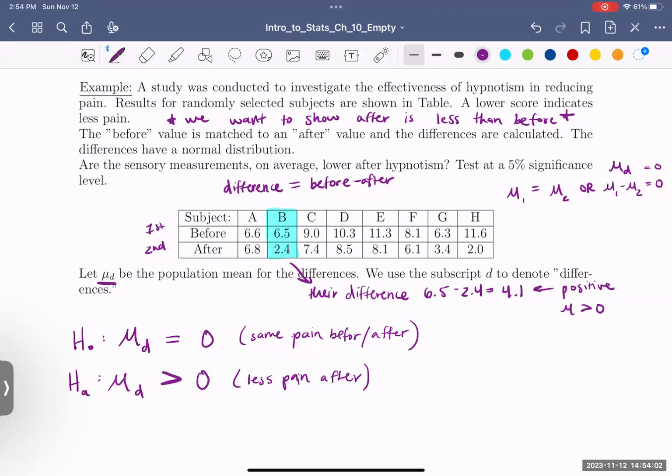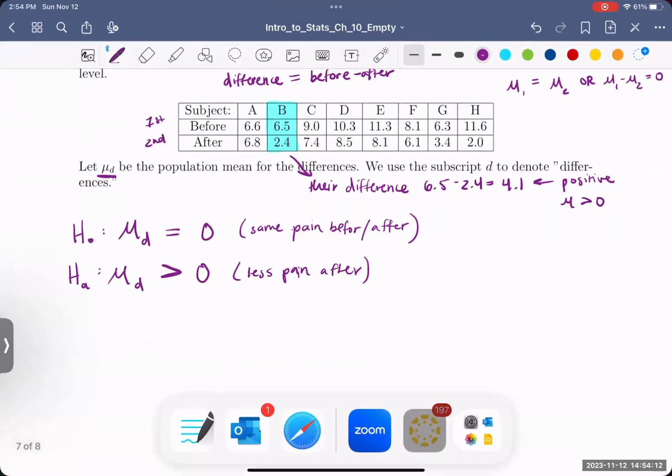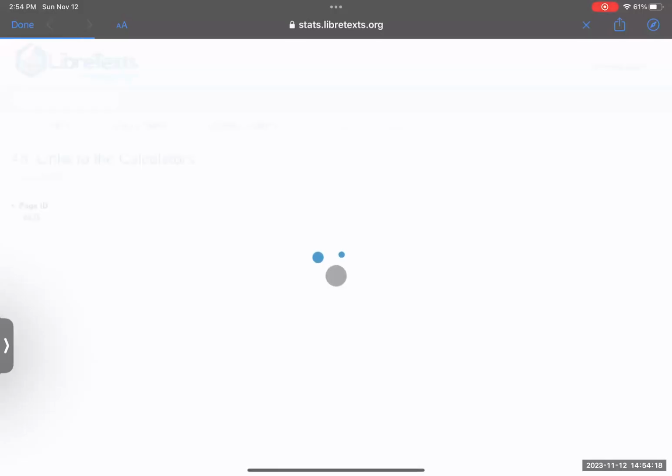All right, and now we run our test. The running of the actual test is very, very similar to our chapter 9. We are going to use different calculators though. We're going to go to those LibreText statistics calculators. We are going to head to 2 means, right?